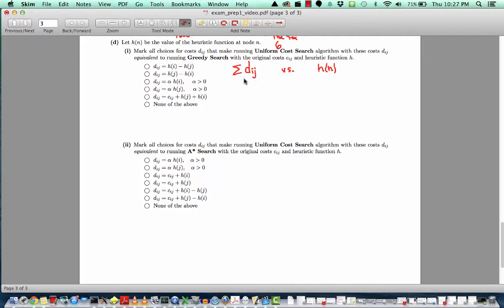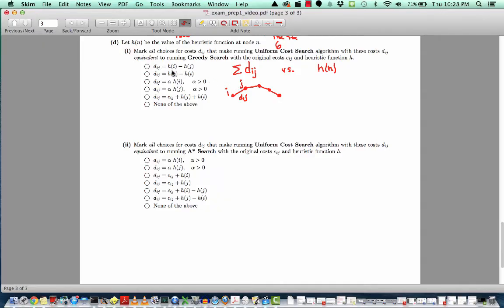Note that in this case, this notation is denoting that if we have an edge from i to j, then dij is the weight from i to j. And then this sum is going to be over all edges in a particular path that's on your fringe that you're looking to expand. So it'll be the weight of this edge from i to j plus dij plus dij plus dij.